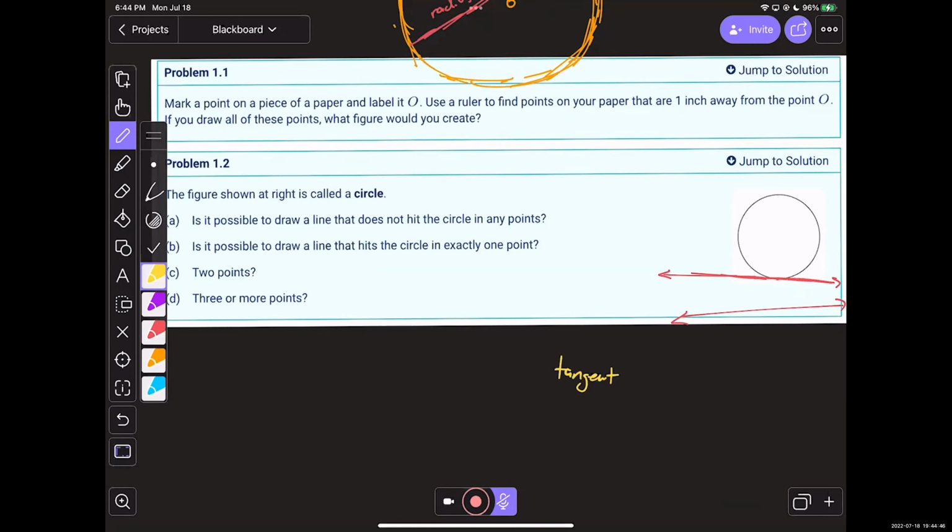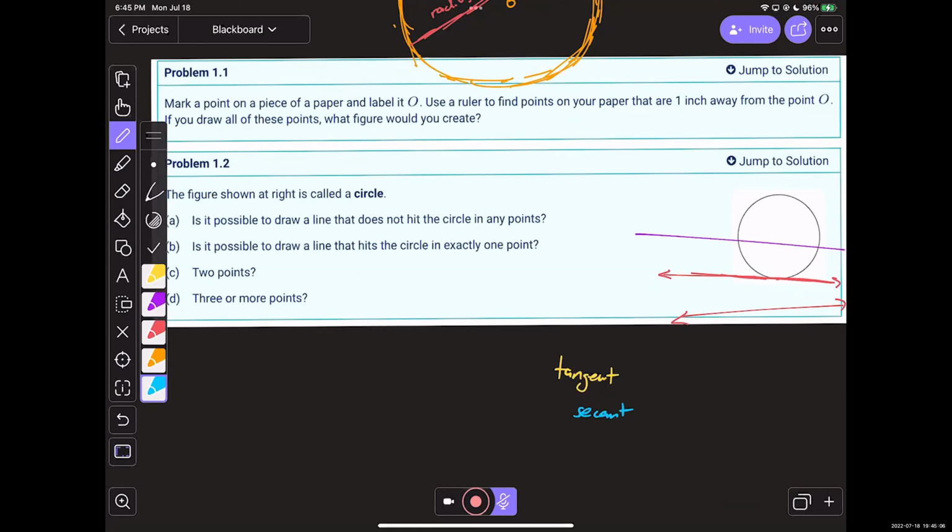Okay. And part C, what about 2 points? Is that possible? Yeah, geometrically speaking, it's possible. You just go straight through, right? Straight through, that's going to be 2 points. This is typically what's called a secant. If you go straight through, it's called a secant.